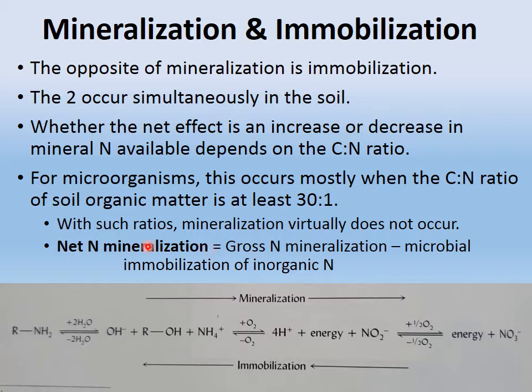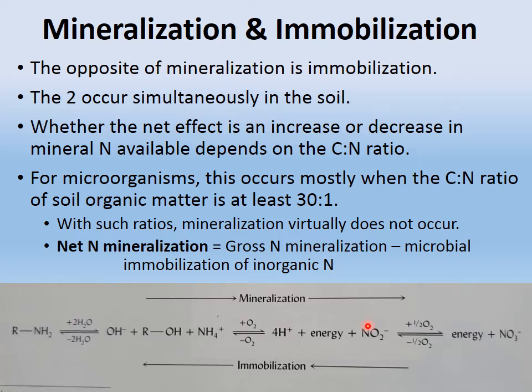So just to conclude what you are saying, net N mineralization is equal to gross N mineralization minus microbial immobilization of inorganic N. Gross N mineralization is the total amount of available N released into the soil, but microbial N immobilization is the total amount of available N taken out of the soil solution. So the net effect is a function of these two.